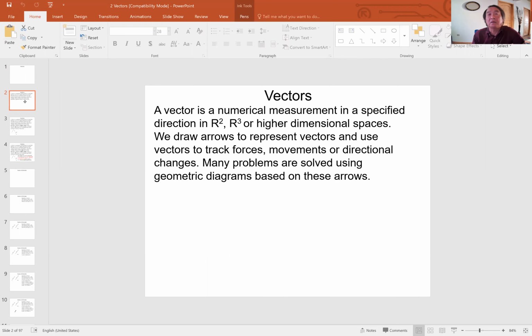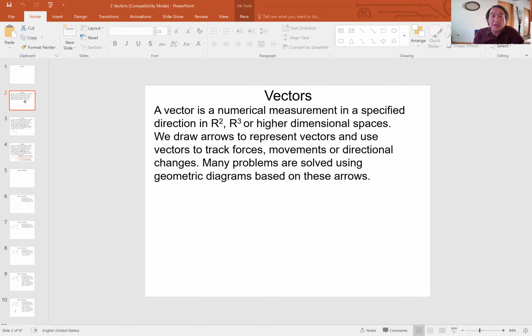Or something like a point from here that moves to a point over here, changing from one position to another position. It can be represented by a vector, that is the direction it changed and how much it changed. So a lot of problems can be solved with these ideas of vectors.